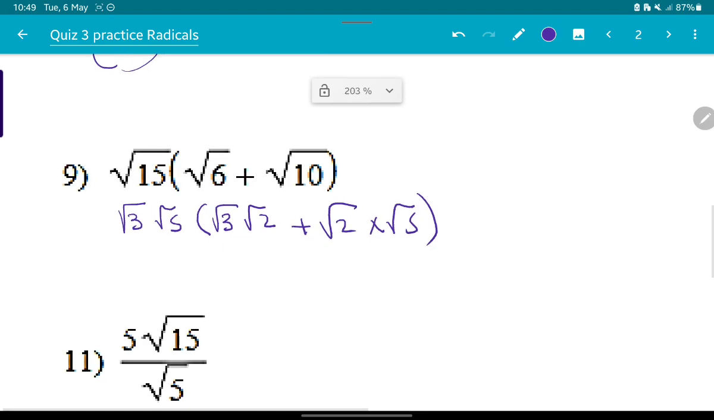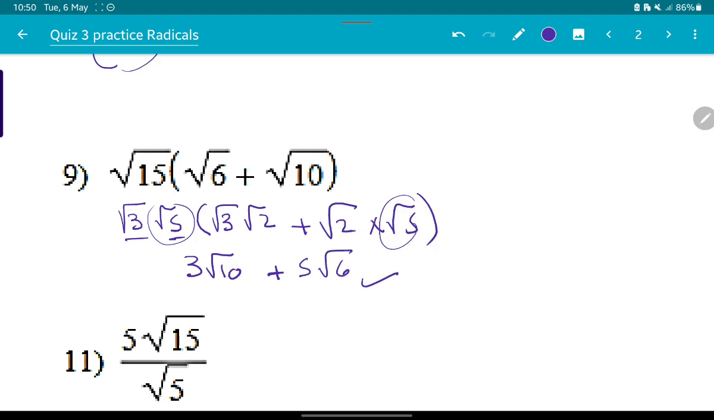Okay, when we multiply all of this by this, we have root 3 and root 3, the answer will be 3. Root 5 with root 2 is root 10. This is for the first term. Now the same, but with the second term. Root 5 with root 5, it's 5. Root 3 times root 2 is root 6. This is the final answer.